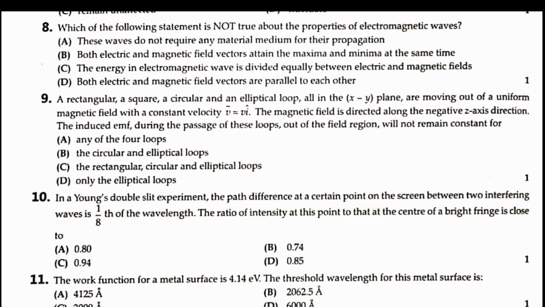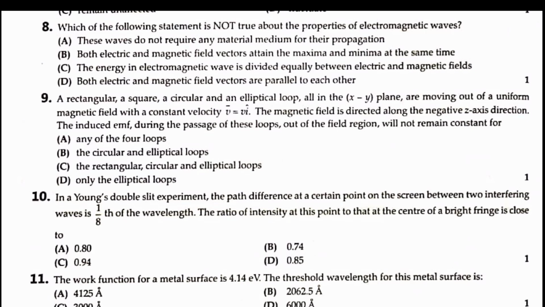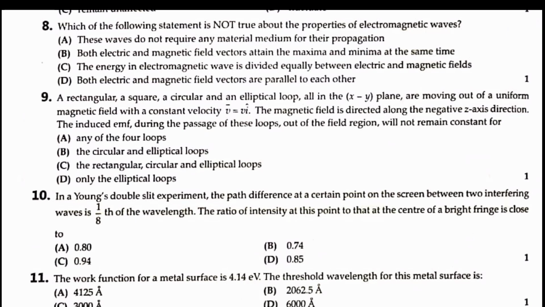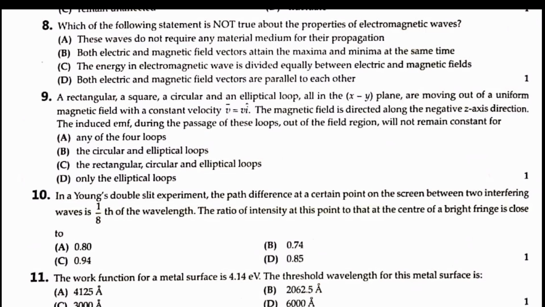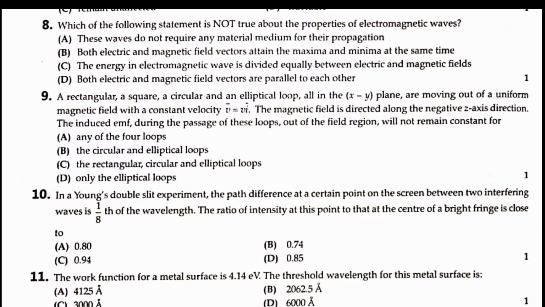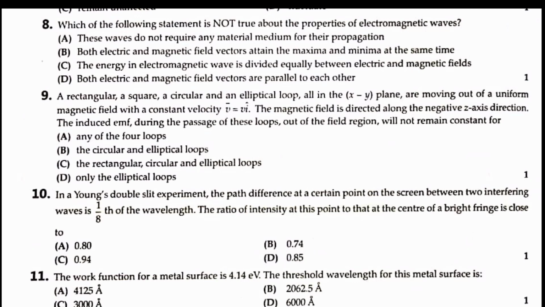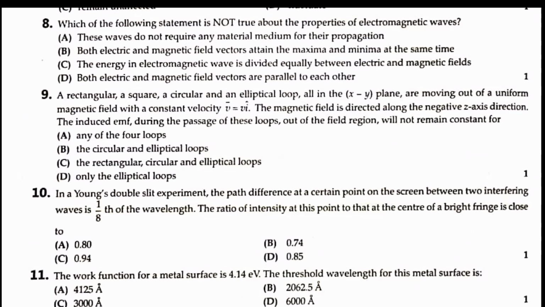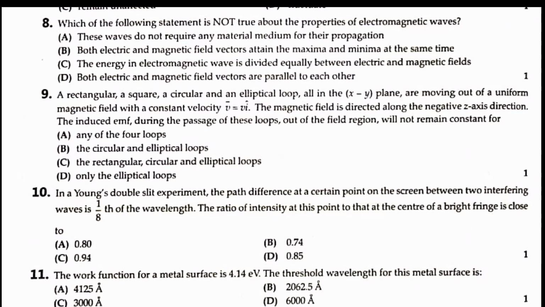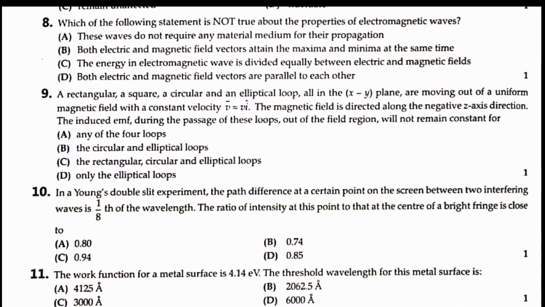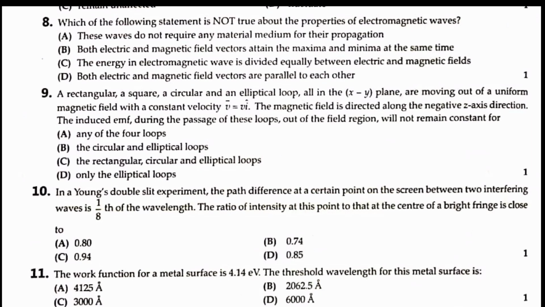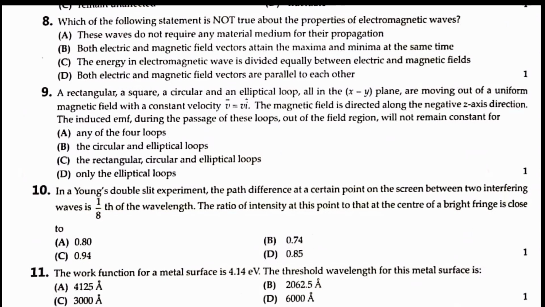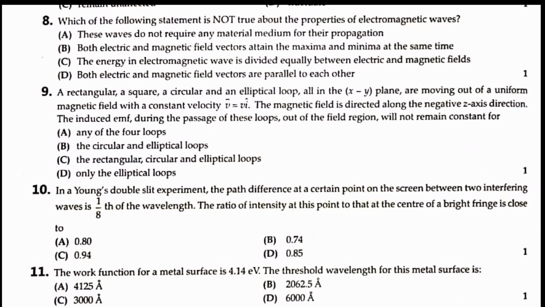The next question is, which of the following statements is not true about the properties of electromagnetic waves? The question is from electromagnetic waves. Here we have to find the wrong statement regarding electromagnetic waves. First option is, these waves do not require any material medium for their propagation. Option B, both electric and magnetic field vectors attain the maxima and minima at the same time. Option C, the energy in electromagnetic waves is divided equally between the electric and magnetic fields. And option D, both electric and magnetic field vectors are parallel to each other.